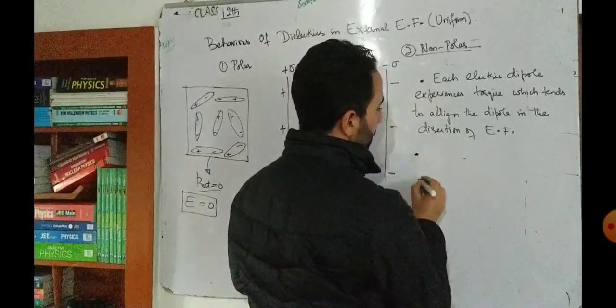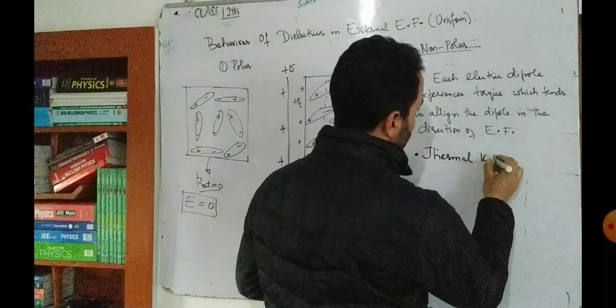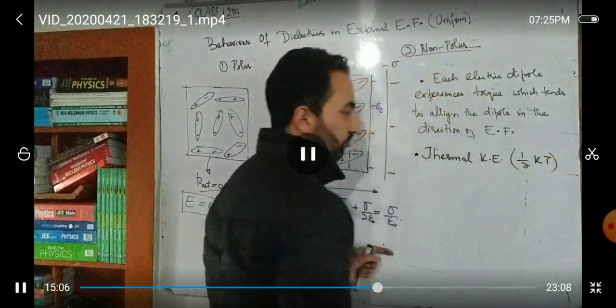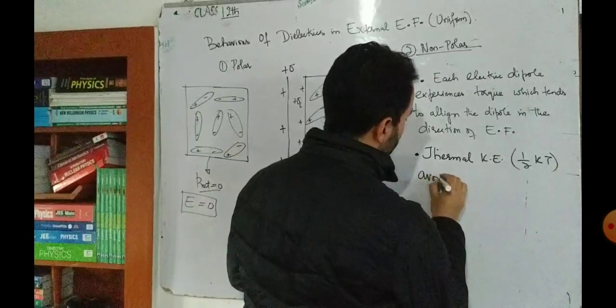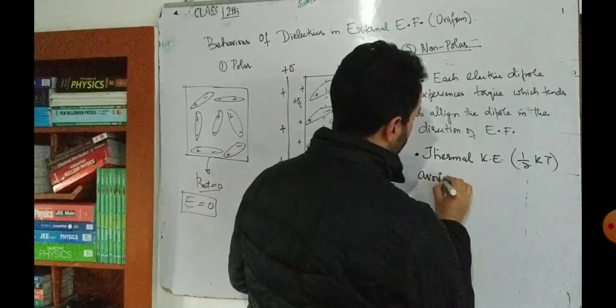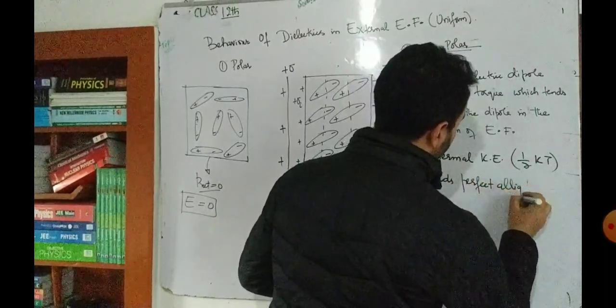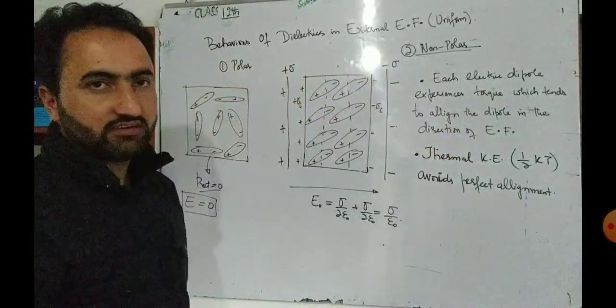Now next point is this. Point number 2 is that thermal kinetic energy, 1 by 2 kT, where k is Boltzmann constant and T is temperature, avoids perfect alignment. ठीक है ना बेटा? Avoids perfect alignment. Point number 3 is that.